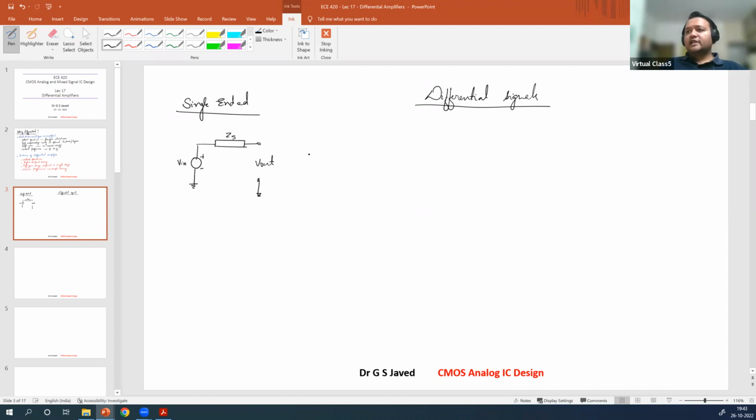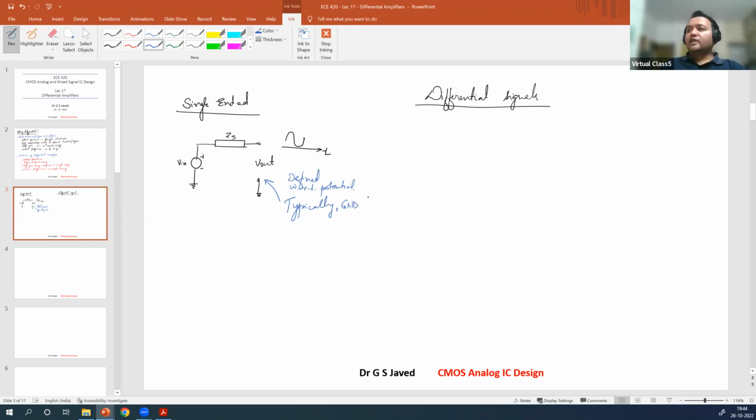Now, what is a single-ended signal? A single-ended signal with respect to time will look like this. It is defined with respect to a ground. So, defined with respect to a potential, and typically it is ground, right?